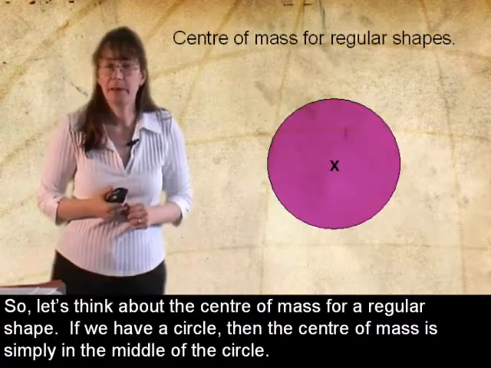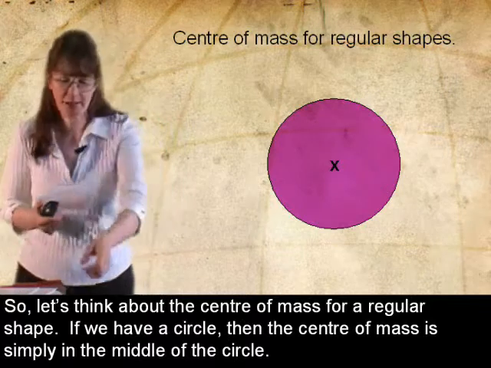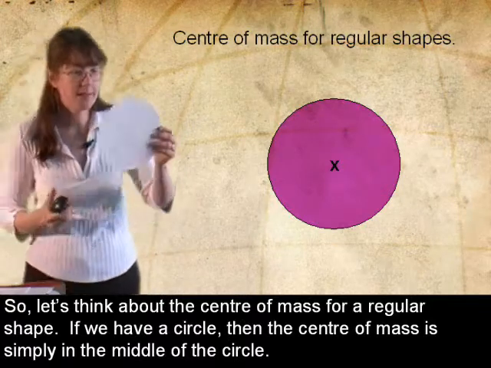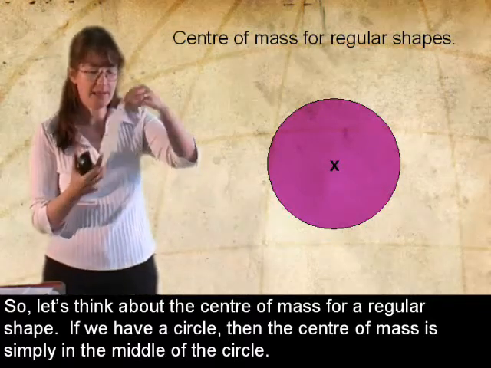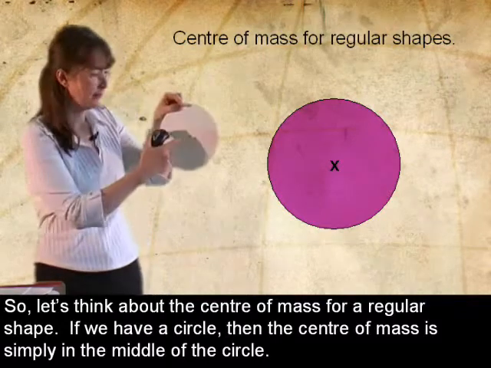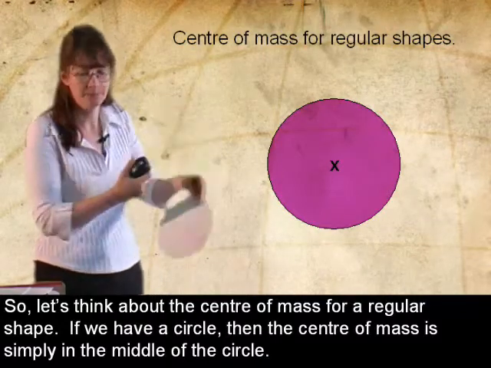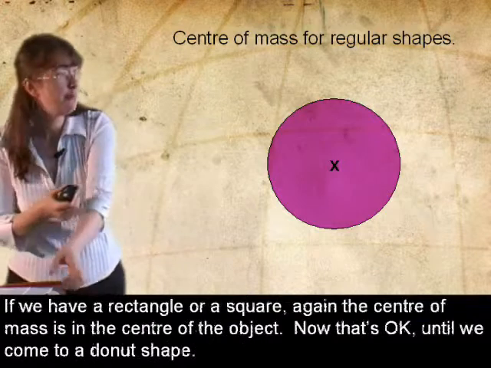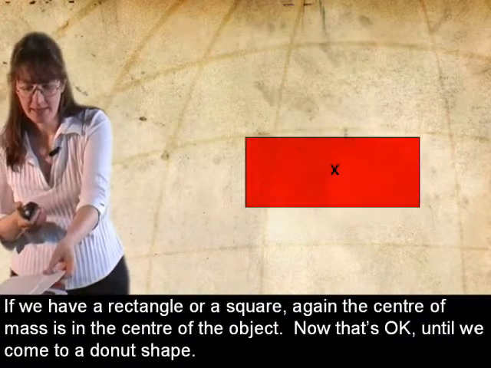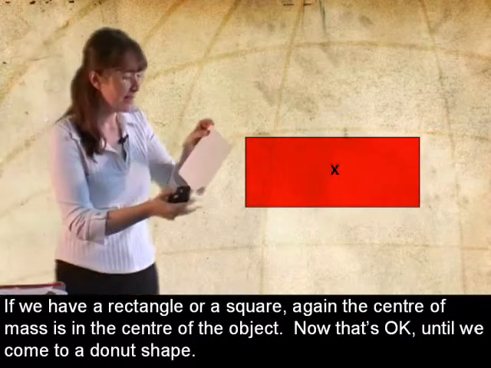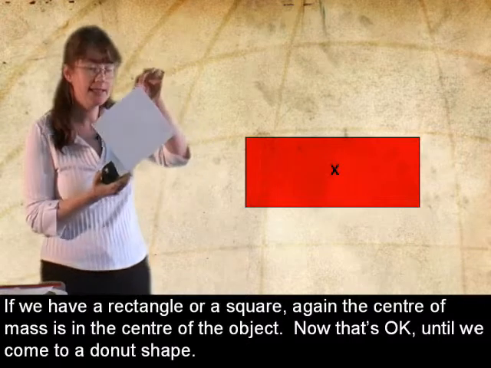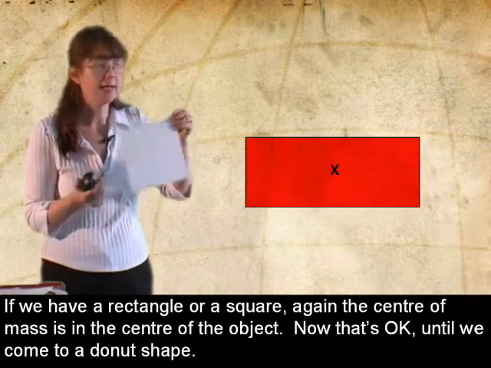So let's think about the centre of mass for a regular shape. If we have a circle, then the centre of mass is simply in the middle of the circle. If we have a rectangle or a square, again, the centre of mass is in the centre of the object.